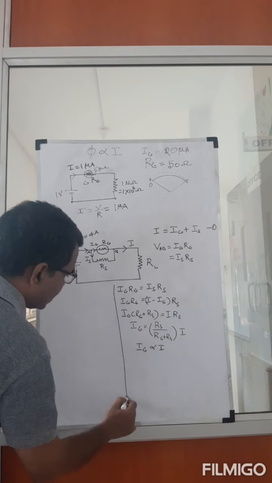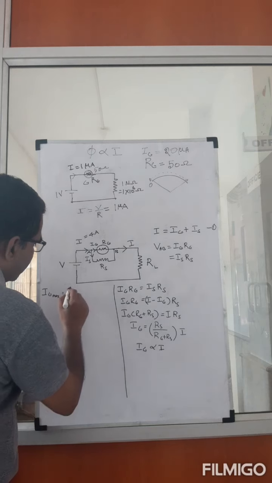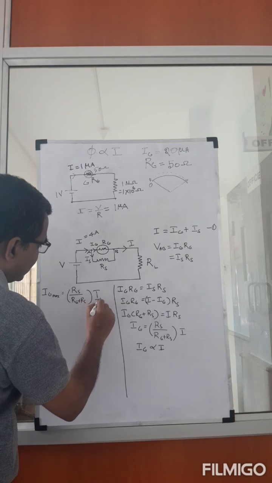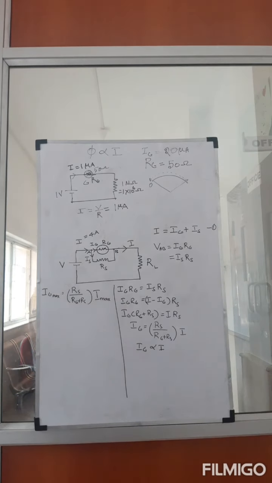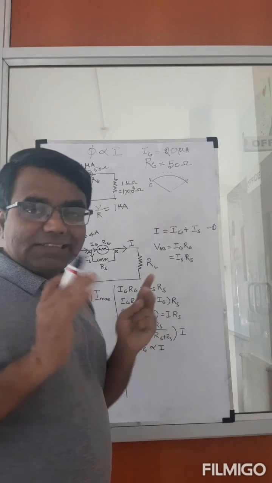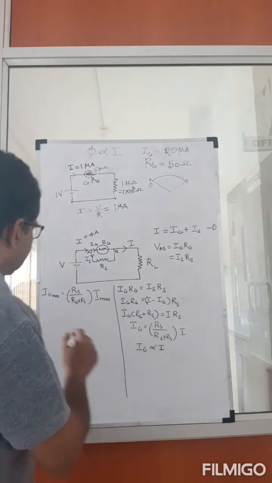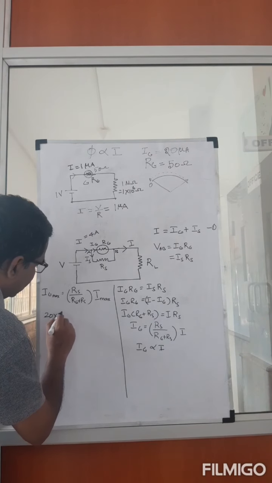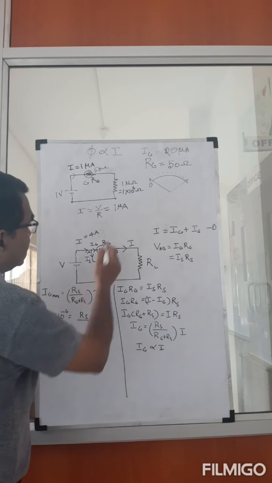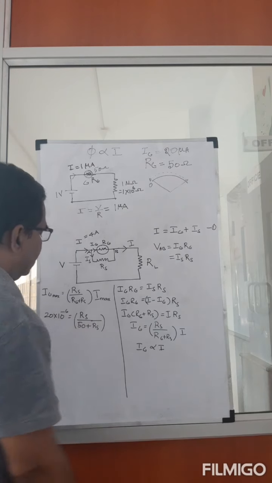What I'm saying here is this. My IG max is equal to RS by RG plus RS into this I max. This IG max I have no control over, because once the galvanometer is designed, it can take only a maximum value of current. That's 20 microamperes. That's fixed. I can't do anything about it. That's the instrument I have. So this is going to be 20 into 10 power minus 6 amps. RS I don't know. And RG, I said it's 50 ohms, plus RS. It's the basic stuff.